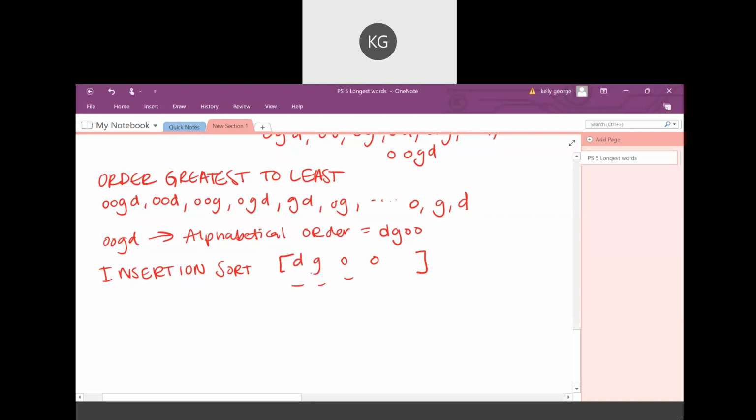So that's how insertion sort works. Does anyone want me to go over another example?